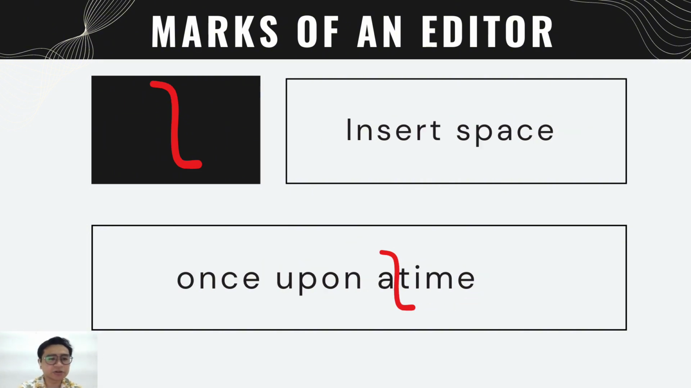Adding space contributes to the readability of a written material. Word spacing shows this unspoken aspect of speech. Otherwise, it would be difficult for people to read one long continuous line of letters. In this example, "once upon a time," we can insert the missing space between "a" and "time" with this mark.